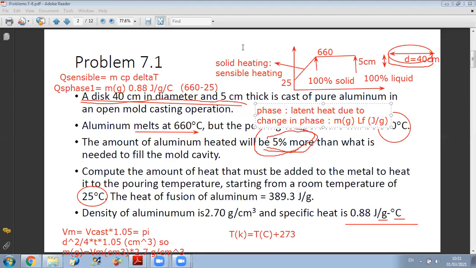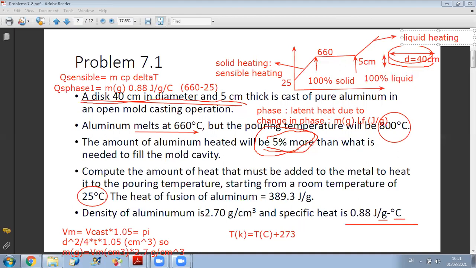And finally, for the third phase, once I reach 100% liquid, if I continue to supply heat, then temperature will increase again. Now I have liquid heating. Since it's sensible heating, I use the same formula. To get the amount of liquid heating, I do MC delta T. Here, they gave me a constant specific heat. In general, the specific heat is a function of temperature. But because here they considered it constant, I will take the specific heat they gave me.